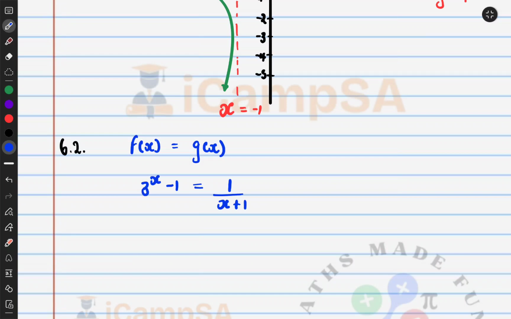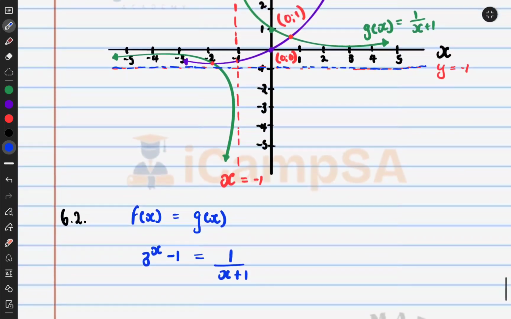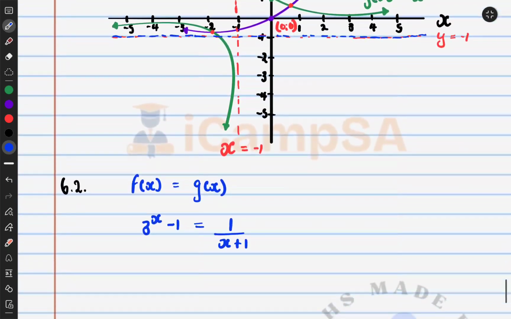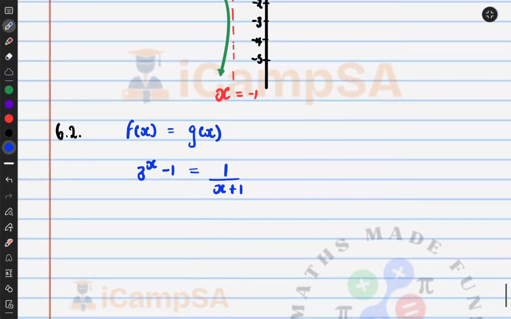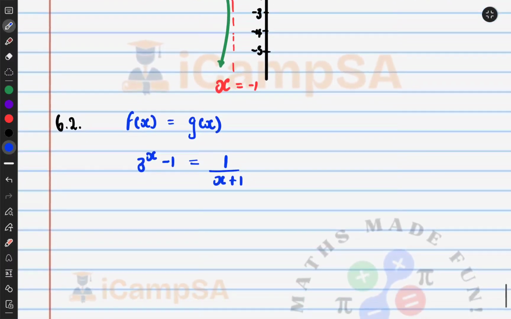I think it's a bit complicated to solve this one. Instead, let's just use the graphs. Because when we try to solve this equation, we're going to have (x + 1) times 3 to the power of (x - 1) is equal to 1.